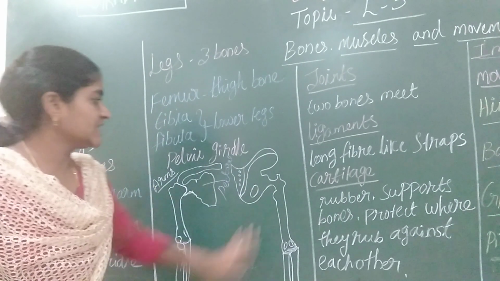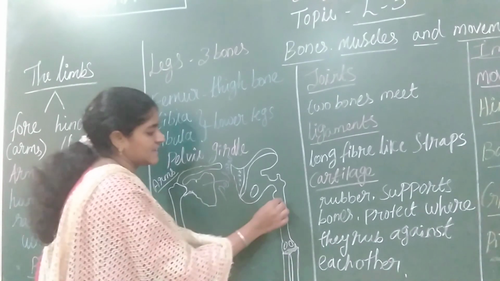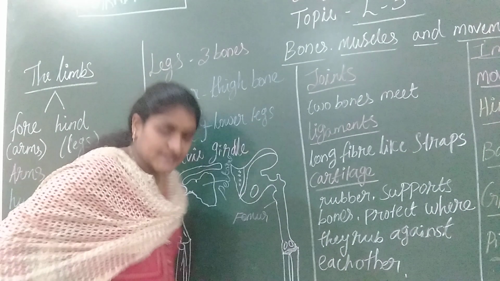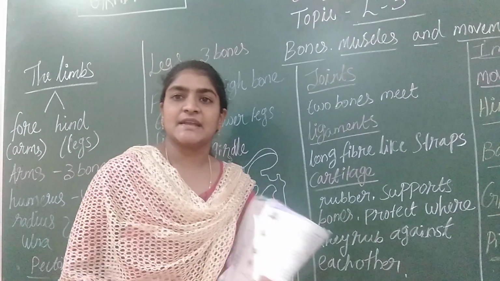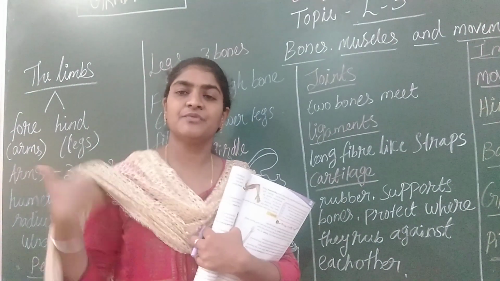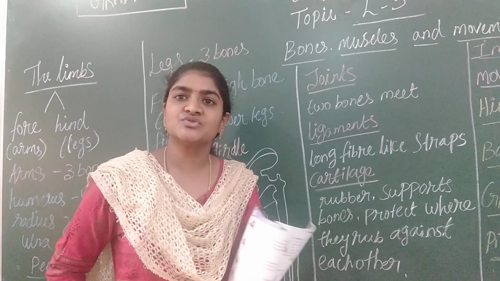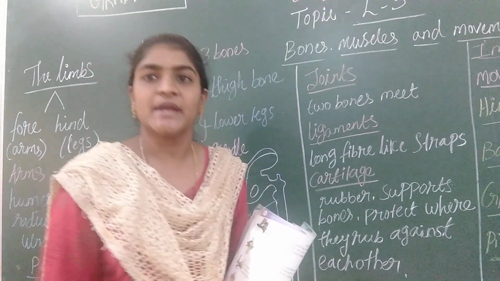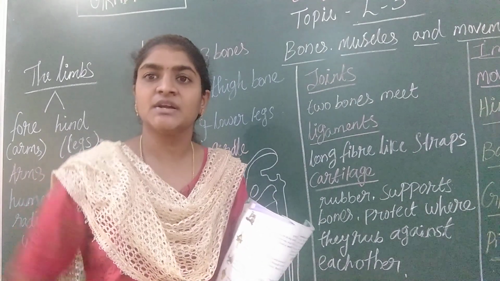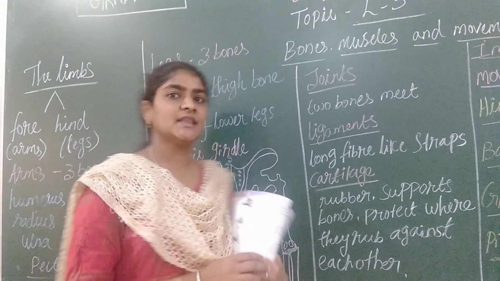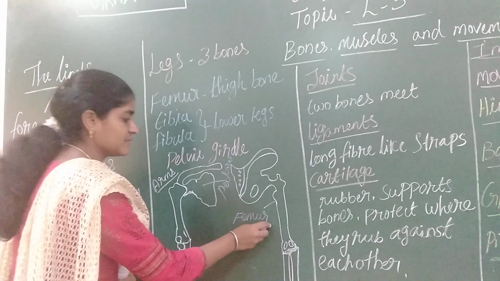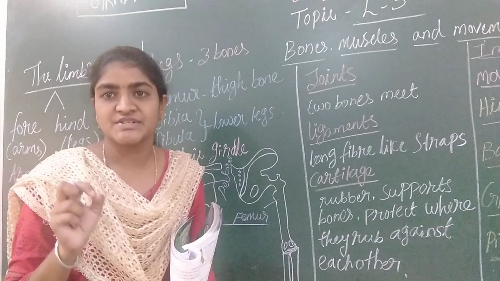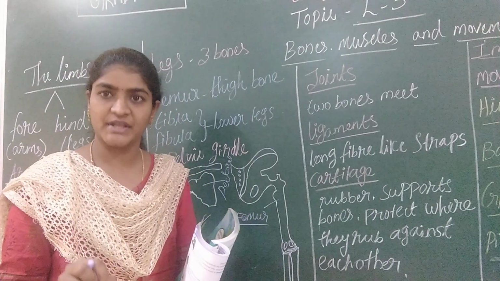Here we can see this bone is called the femur bone. It is in the thigh part of the leg. It is attached from our hip region till the knee. That bone is called the femur bone. This is one of the largest bones in our body.